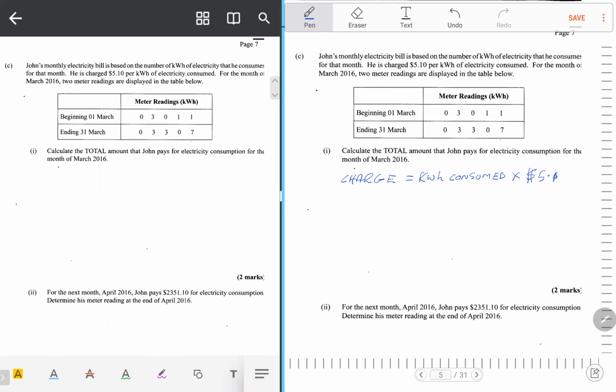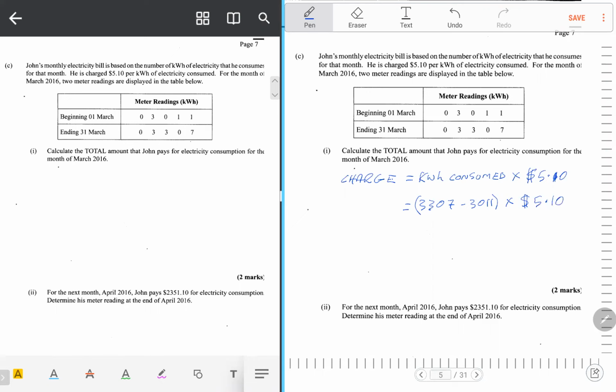Simple calculation as that. And the amount consumed is the difference in the meter reading, right? Which essentially you don't need to include the zeros when you're doing the difference, right? It's just this value minus this value. You don't even have to include the 3. You can just do the 307 minus 11. All right, but in any case, if you write the 3307 minus the 3011, that is the amount consumed. The difference in those two meter readings multiplied by $5.10.